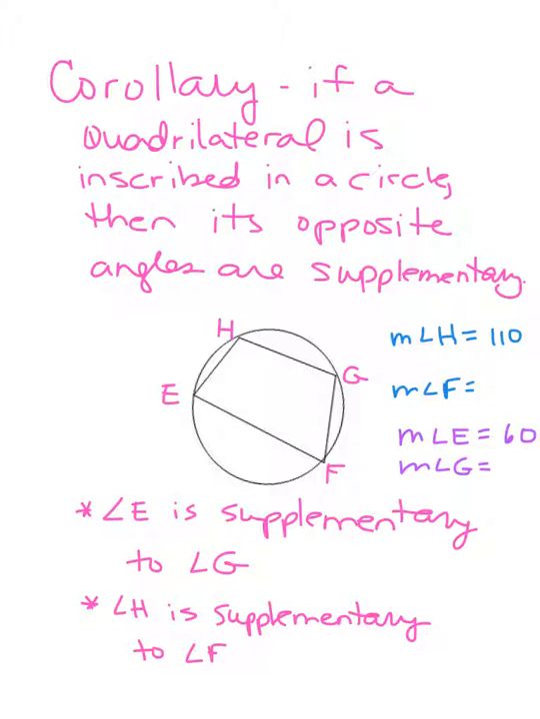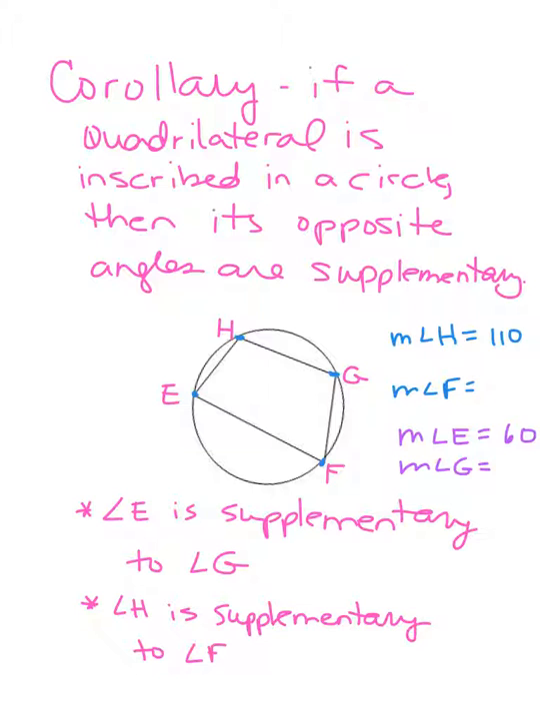The next corollary states that if a quadrilateral is inscribed in a circle, then its opposite angles are supplementary. So if you can see from the diagram, we have a quadrilateral, it's 4 sides, and each of the vertices are on the circle, so we know it's inscribed. So because of this corollary, we know that angle E is supplementary to angle G because they're opposite, and angle H is also supplementary to angle F.